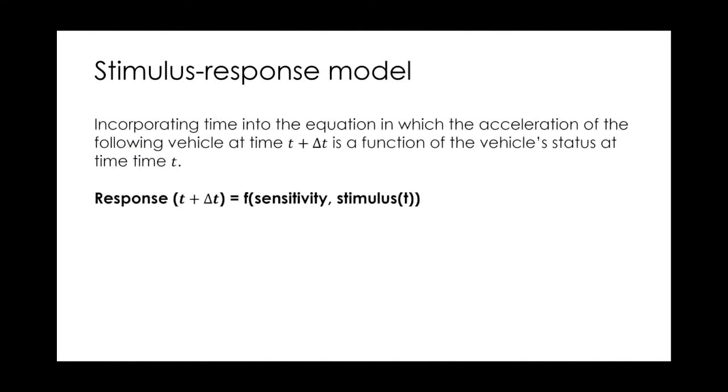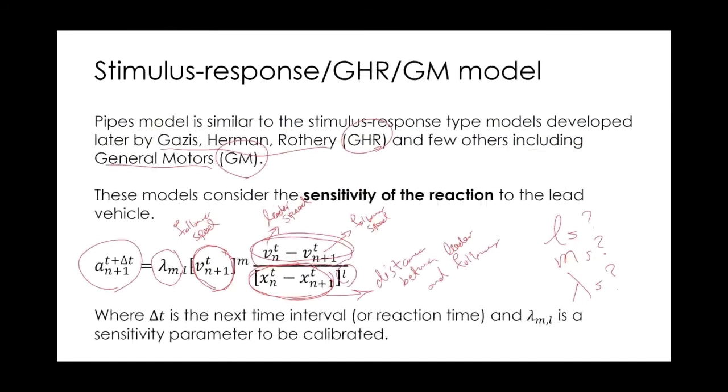And again, what is interesting here is that stimulus response models try to incorporate time into the equation, in which the acceleration of the following vehicle at time t plus delta t is a function of the vehicle's status at time t. So if I go back, what I'm modeling here is the acceleration of the follower vehicle at time t plus delta t as a result of all these notations that I talked about: the difference between the speed, the difference between the locations, the actual speed of the follower, all at time t. So whatever is happening at time t, I'm going to use that to predict the acceleration of the follower at time t plus delta t.